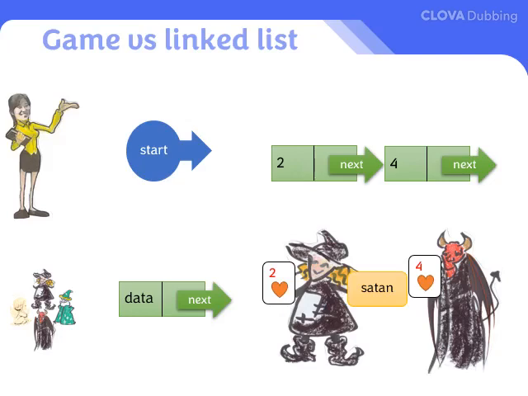In the linked list in this example, the node with 2 points to the node with 4. So in the game, the student with the data 2 holds the name of the student Satan, who has 4. 4 is the last node, so Satan with 4 has no name tag.